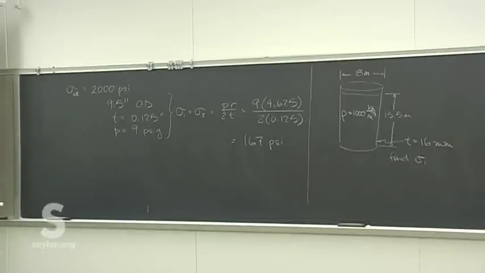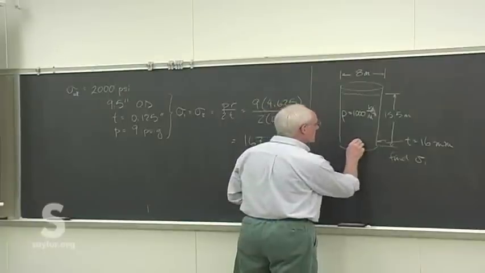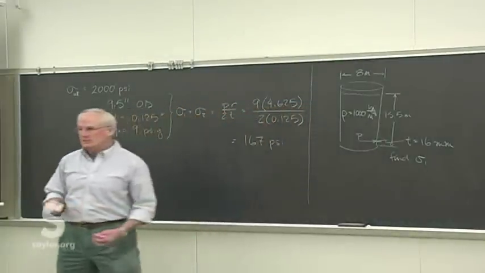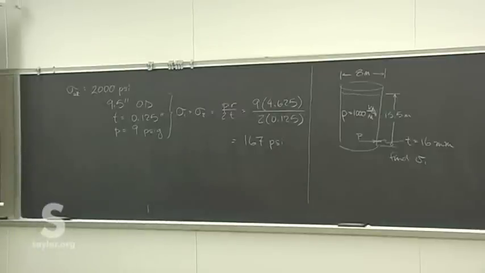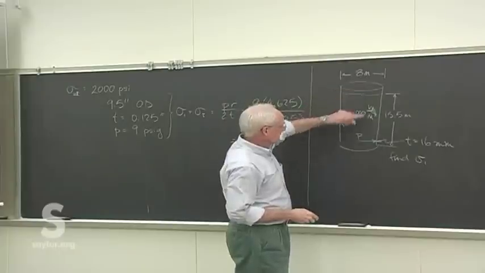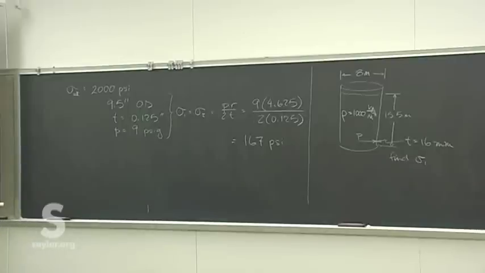So we'll see if you remember how to determine the pressure at the bottom of a liquid column. And we're assuming the top is open, so it's open to atmospheric. So this would be the gauge pressure at the bottom. Let's see who remembers how to figure out the pressure at the bottom of the fluid column.